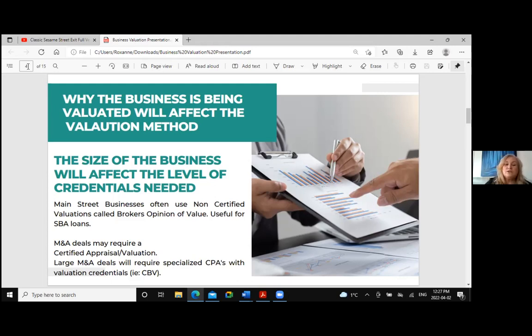But once you move into your M&A deals, they're often going to require somebody who is certified, somebody who has an appraisal or evaluation. And really large M&A deals, like public companies and multi-billion-dollar companies, are going to actually require a certain type of accountant that has the special designations specifically for valuations.